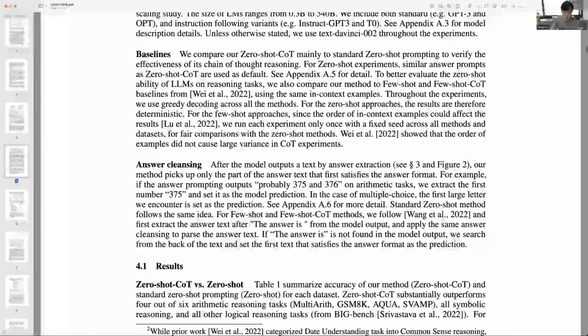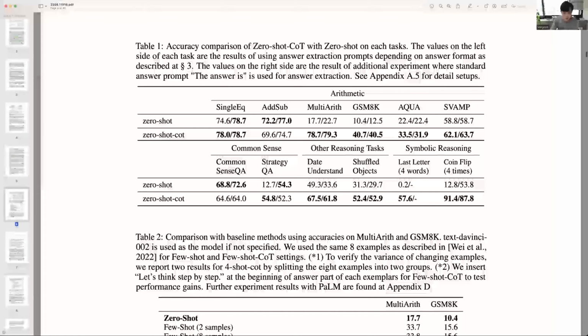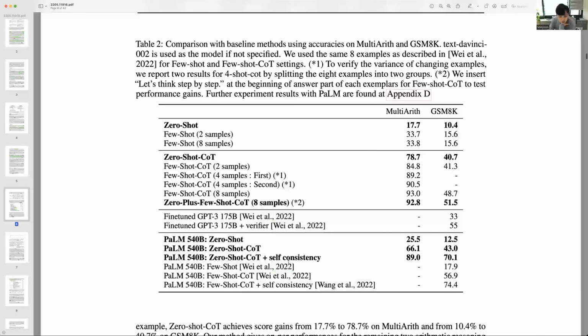They use some language models, but I'll just skip these things and show you the numbers. Here we go. These are the standard prompting, and zero shot COT is their proposed method, which is 78.7%. Of course few shot COT is better than this, but even zero shot COT is doing really well, almost as good as few shot or two shot COT. So that's the main point of this paper.